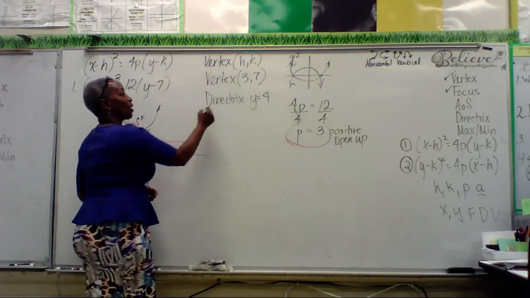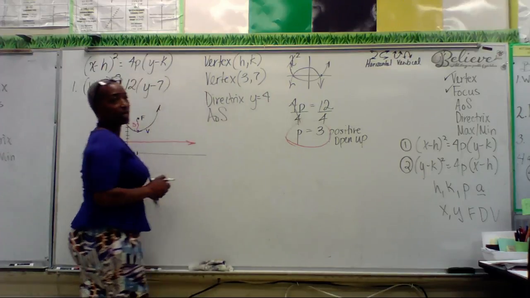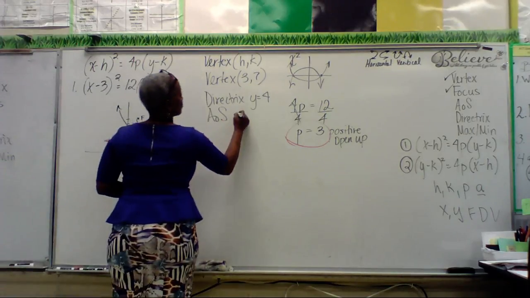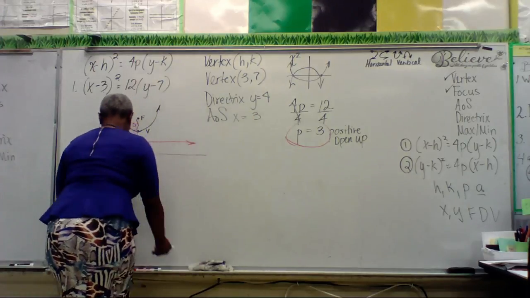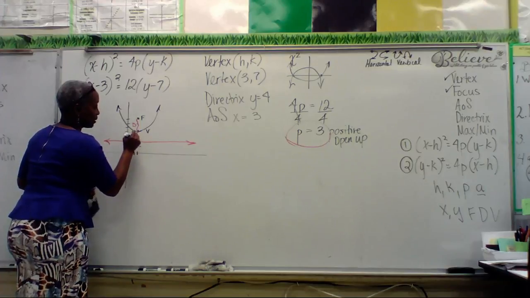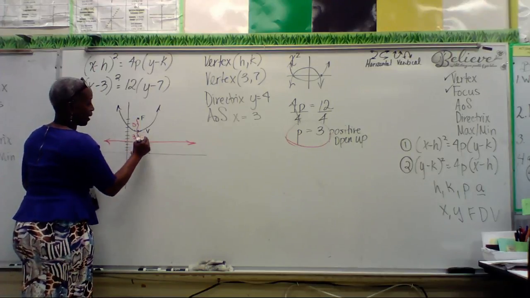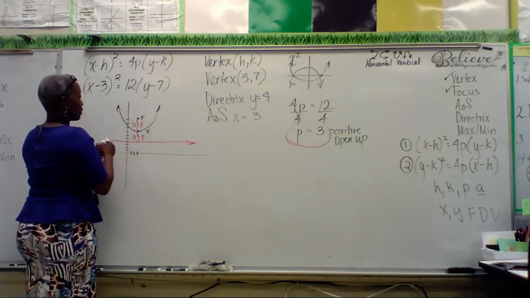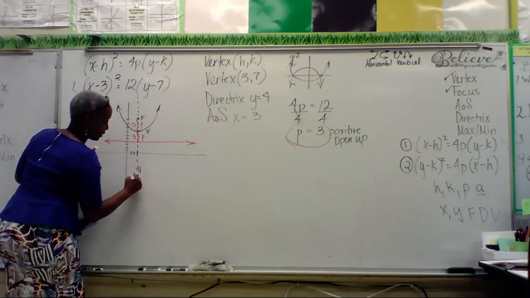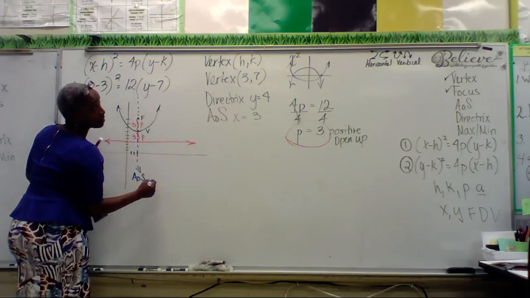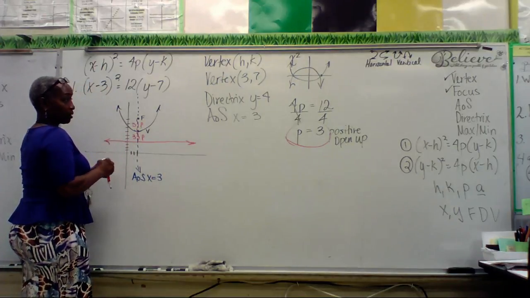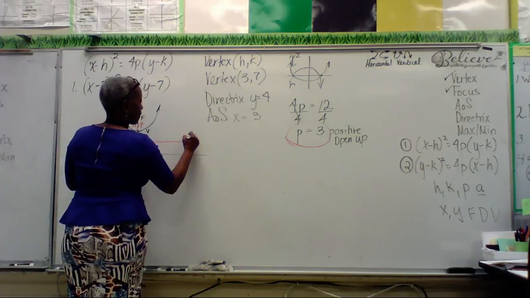Now, I also want to go ahead and put in my axis of symmetry. It's an equation. What is it? X equals 3. Very good, class. And I want to put my distance here. This is also 3, which is the P value. And of course my axis of symmetry is X equals 3, and my directrix is Y equals 4.